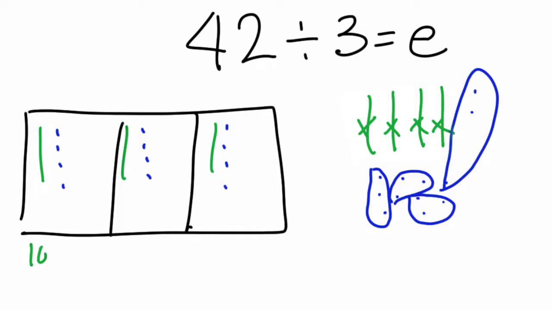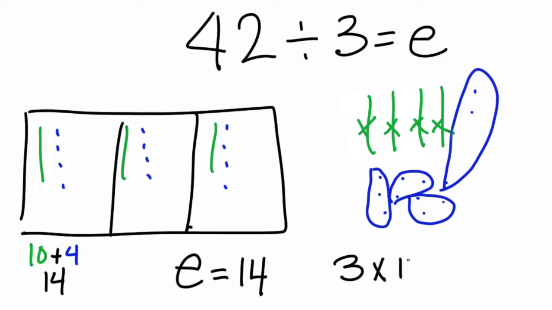Another way to look at this is to see that there are 3 groups of 14, and we can conclude that 3 groups of 14 equals 42, and write the corresponding multiplication equation of 3 times 14 equals 42.